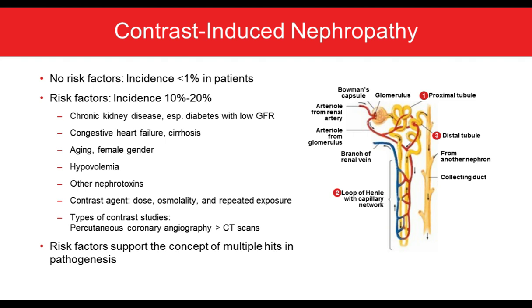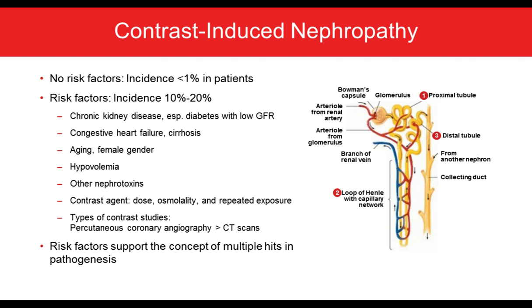Congestive heart failure, cirrhosis, what's wrong with them? We just learned. When you have heart failure, you have cirrhosis, your underlying renal blood flow is already compromised because of high neurohormones. And now on top of that, you're giving contrast, you're compromising the renal blood flow further. You're going to have decrease in the GFR. Aging, female gender, because with age, your kidney functions go down. You're not prone for taking other insults as well.